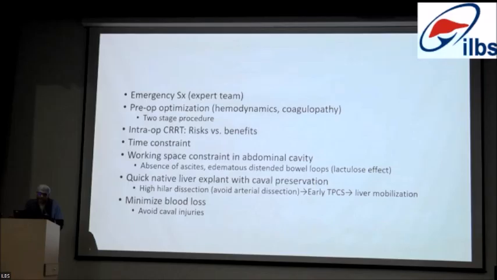The next part is you have to perform the native liver explant quickly, and we have to do cable preservation. We usually do a high hilar dissection, because in LDLT the length of the inflow and outflow, the arteries and the portal vein, is short. To have adequate length on the recipient side, we do a high hilar dissection. That means we dissect the arteries in the hilum as far as possible, beyond the bifurcation of the left and right hepatic artery.